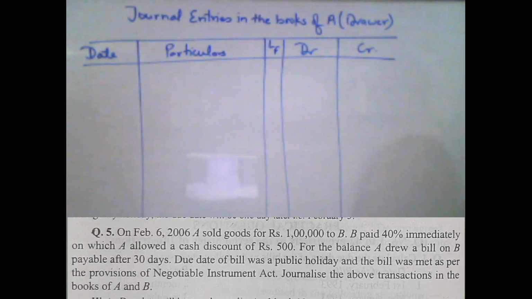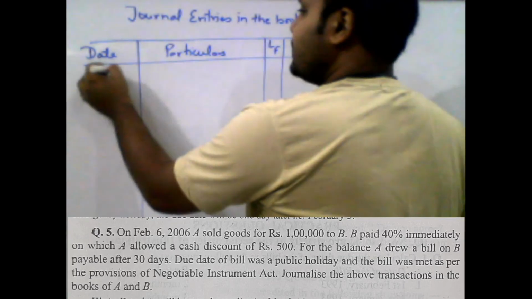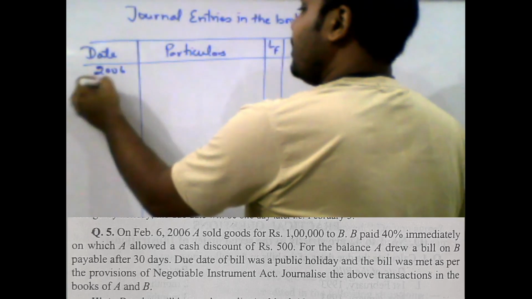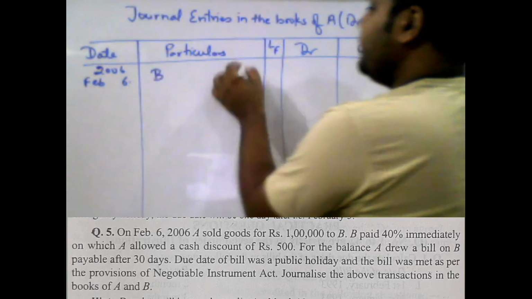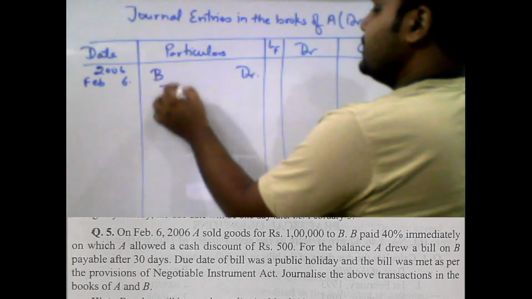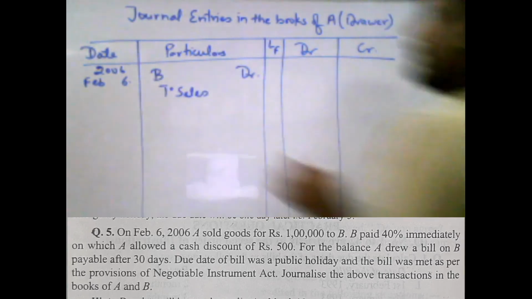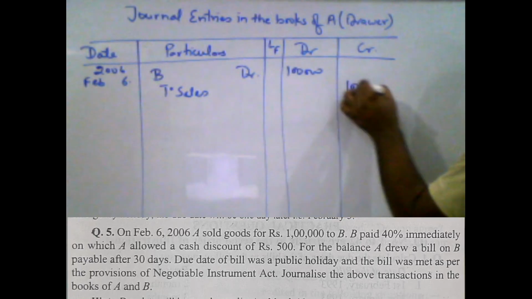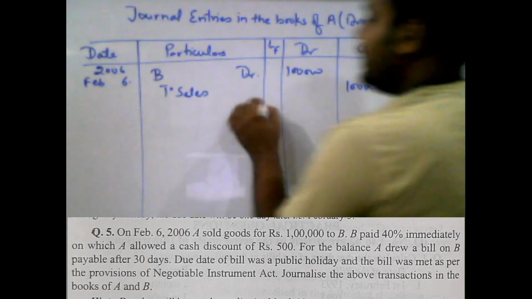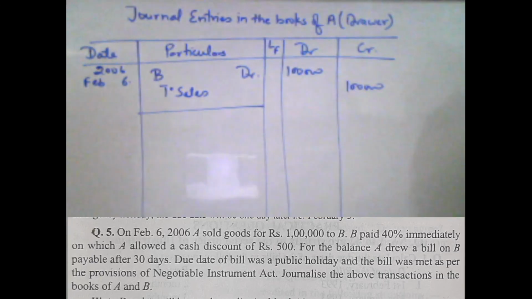You can see that on February 6, 2006, A sold goods to B, so the entry will be B account debit to Sales. And what is the amount? Amount will be 1 lakh. Okay, one by one, and thereafter you will write down the narration.